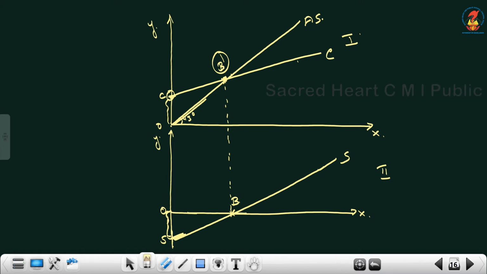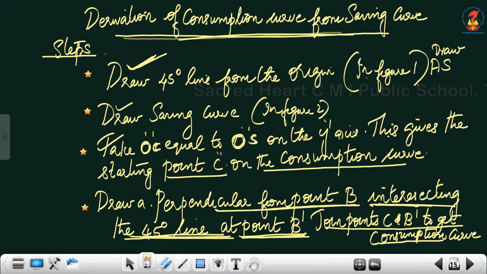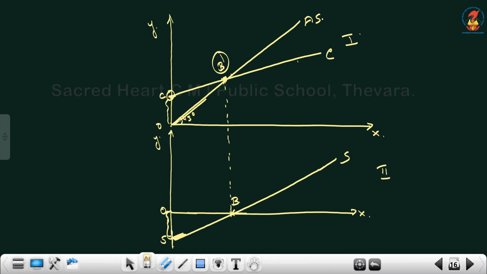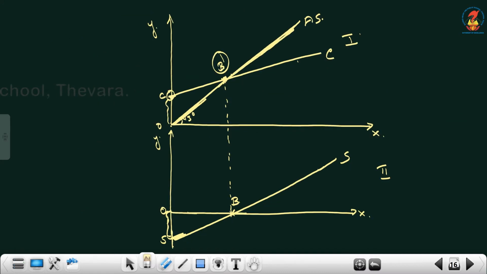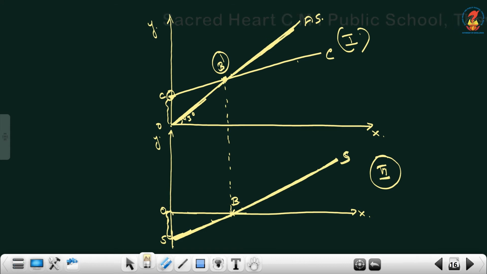Let us learn the steps once again. First step: draw a 45-degree line from the origin. That means you have to draw the aggregate supply curve. Then comes the next step: draw saving curve in figure 2. So this is figure 1 and in figure 2 we have to draw the saving curve. Why are we drawing the saving curve? Because from the saving curve we have to draw the consumption curve. The saving curve will start from the y-axis at a negative intercept, because we know this is the autonomous consumption part, isn't it?